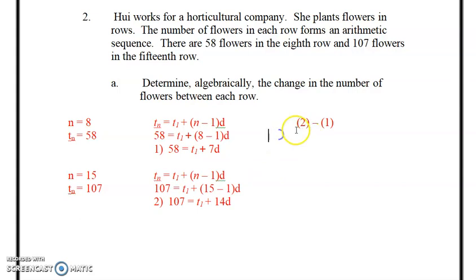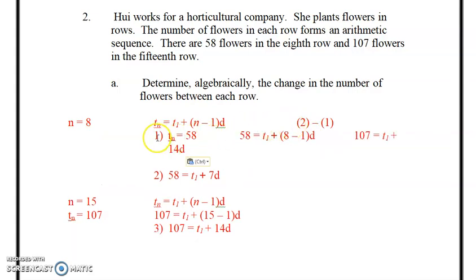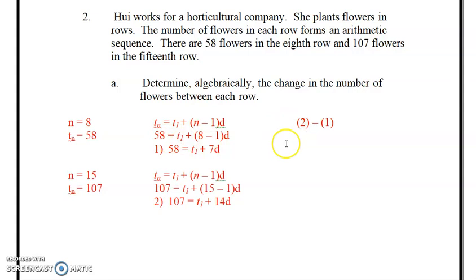I'm going to write it out because it's being a little fidgety here. So 107 equals T1 plus 14D, and then underneath that I'm going to write 58 equals T1 plus 7D.